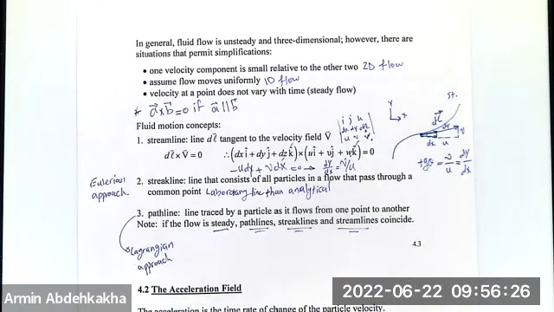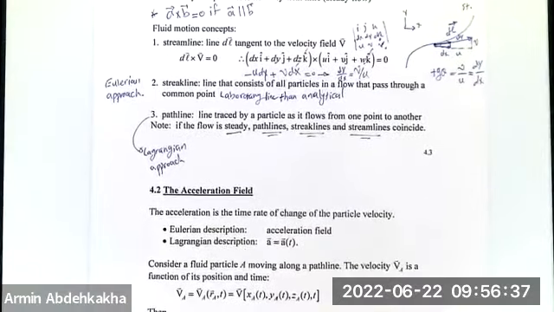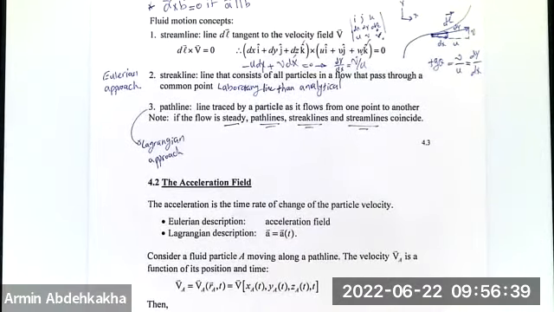I wrote more details in the notes, and I was just explaining it again, but it doesn't really matter here. Okay, so we're talking about the mathematics. So let's find the acceleration field. The acceleration field means, what is the vector a as a function of time, right?